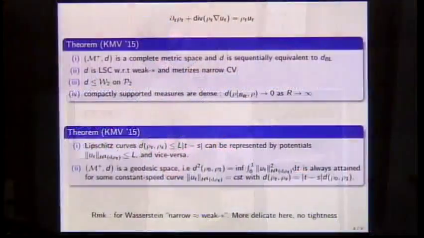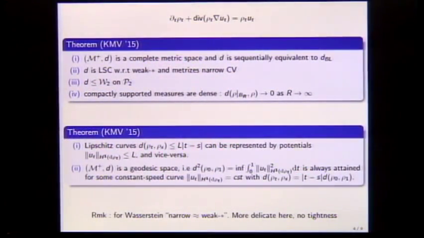For example, the fact that compactly supported measures are dense helps us retrieve some compactness, okay? The lower semi-continuity with respect to weak star is also a key ingredient in the proof, for example, of the existence of geodesics. You just want to look at a minimizing sequence and get enough compactness to pass to the limit. This is exactly how we do it, but we use the weak star convergence as an intermediate step.